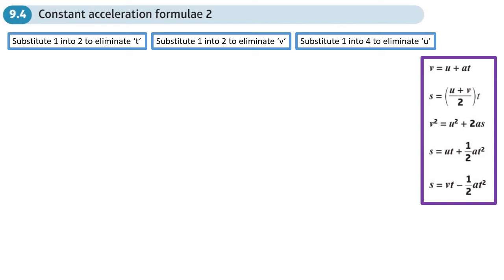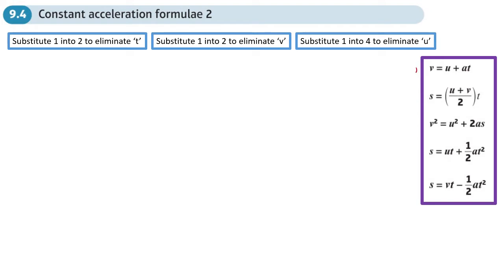This is the fourth section of the constant acceleration chapter, chapter 9, and here we're going to be looking at some more constant acceleration formulae. Now, we've already derived two constant acceleration formulae, and that's this one here, v equals u plus at, and s equals (u plus v) over 2 times t. And we got these just by looking at the gradient of a line on a velocity time graph, and also by looking at the area under a line on a velocity time graph, a straight line because it's constant acceleration.